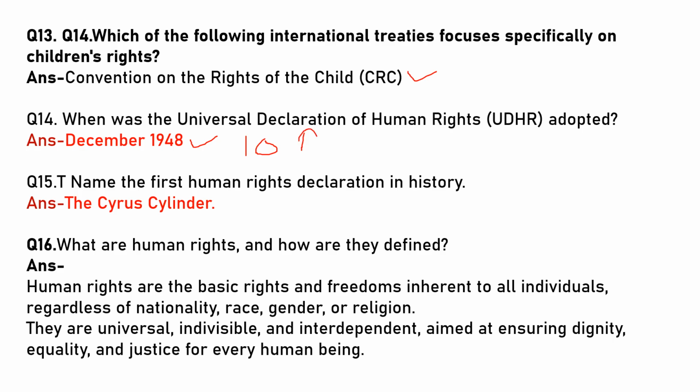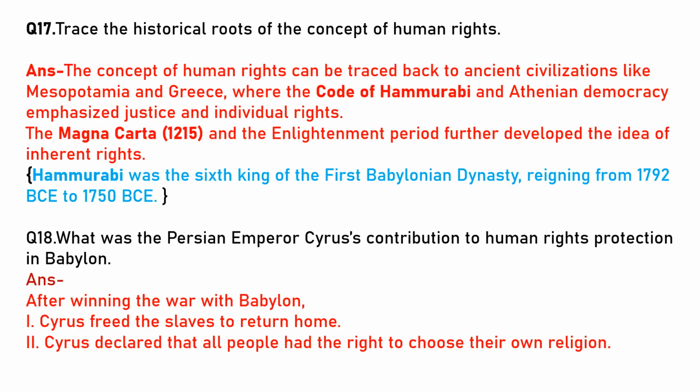So it is 10th December of 1948. Name the first human rights declaration in history. It is the Cyrus Cylinder. What is Cyrus Cylinder? We will discuss it later. What are human rights and how are they defined? Human rights are the basic rights and freedoms inherent to all individuals, regardless of nationality, race, gender or religion. They are universal, indivisible and interdependent, aimed at ensuring dignity, equality and justice for every human being.